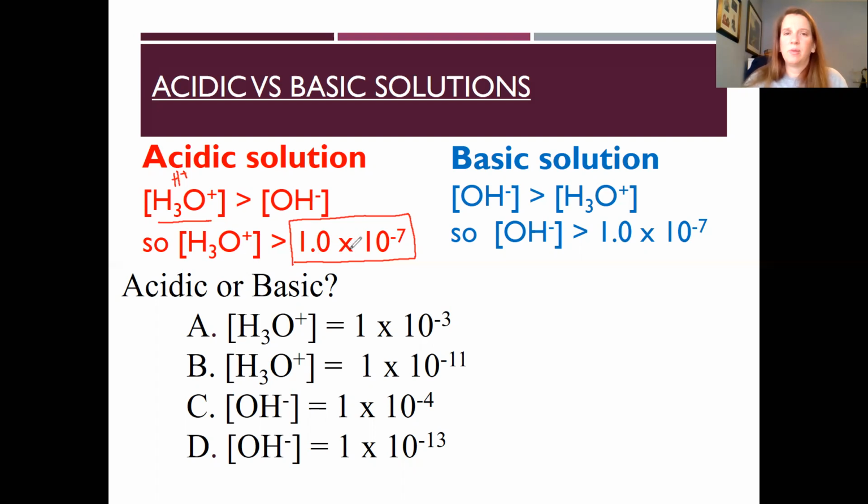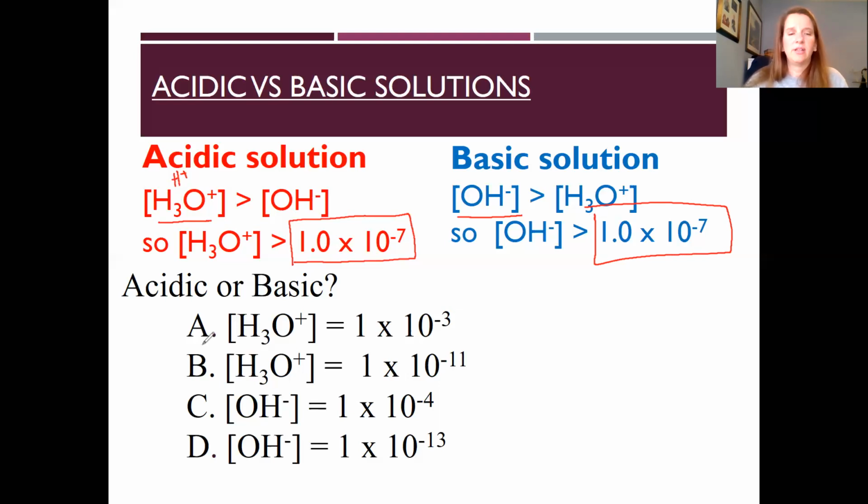In bases, though, remember, bases are going to accept a hydrogen ion, and because of that, they're going to be producing more hydroxide ions because they're taking away the hydrogen ions from the self-ionization of water. So with basic solutions, the hydroxide ion concentration is going to be greater than that number. Acids make more hydrogen ions, bases make more hydroxide ions.